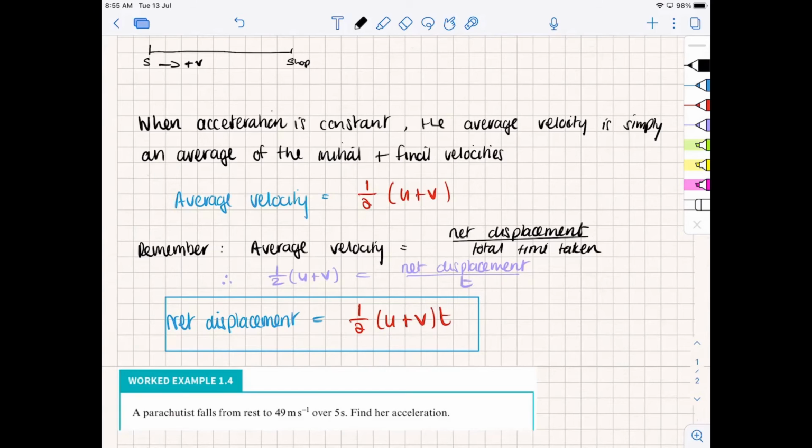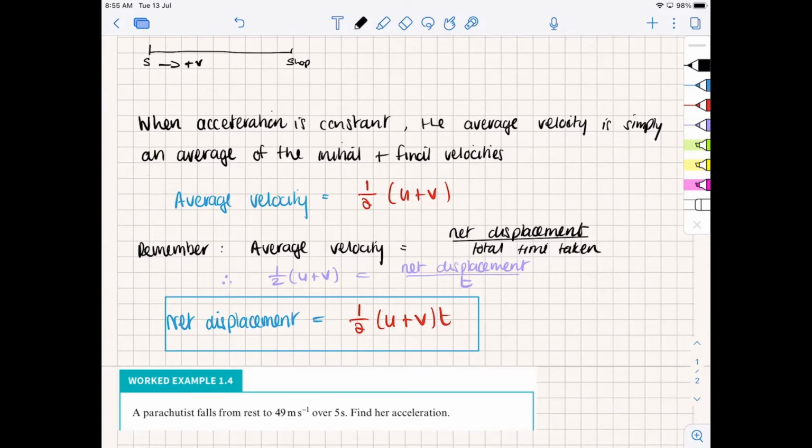Okay. Happy with that? Yep. Right. So if we want average velocity, we've said to ourselves that we'll call u the initial velocity and we'll call v the final velocity. If we take the beginning and the end, add them together and divide by 2, we will get the average velocity.